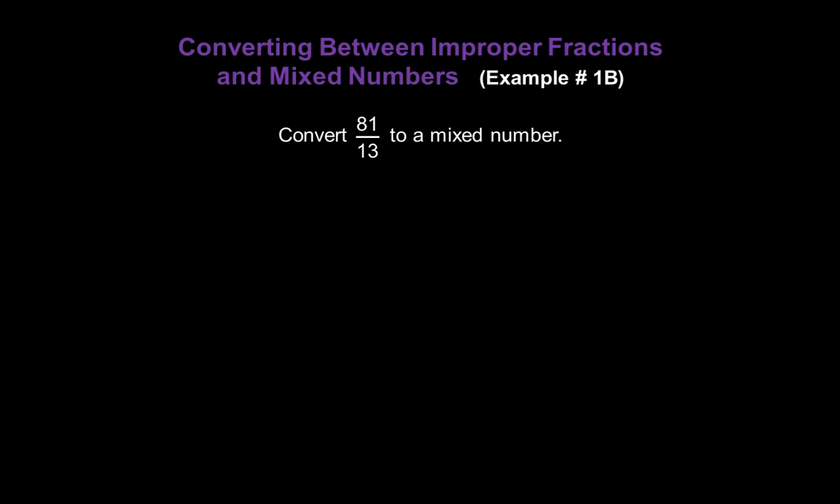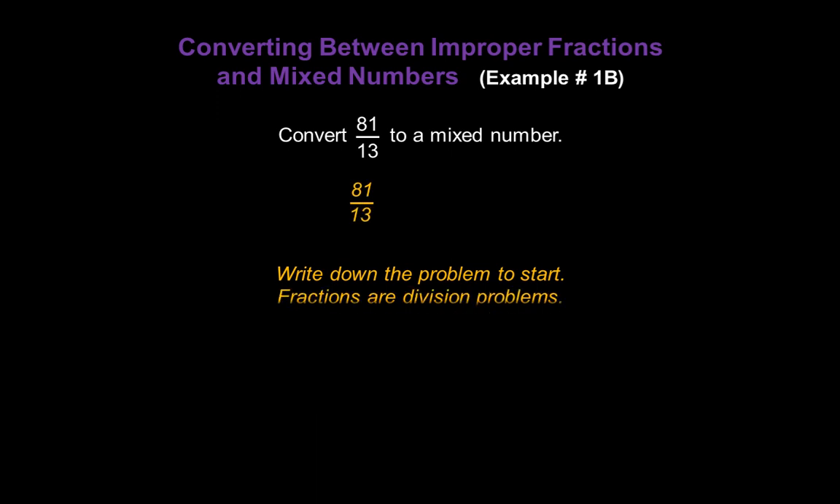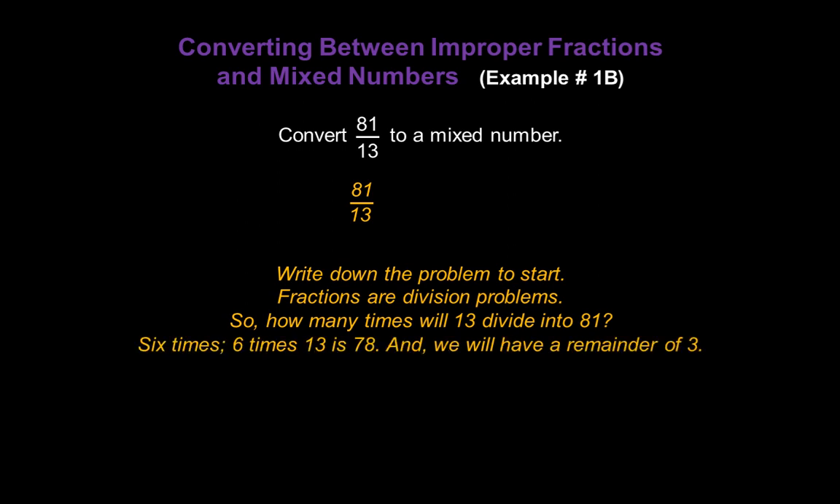Let's do another example. Convert 81/13 to a mixed number. Write down the problem to start, 81/13. Remember, fractions are division problems, so we want to know how many times 13 will divide into 81. It happens to go 6 times, because 6 times 13 is 78. That's as close as we can get to 81. And that will leave a remainder of 3.